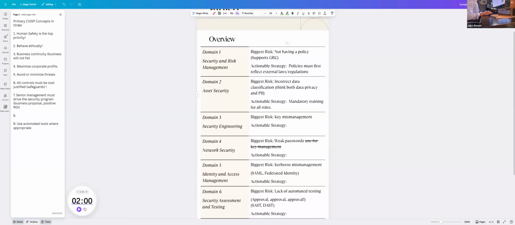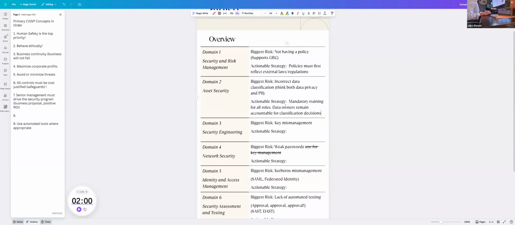Data owners remain accountable for classification decisions, and data owners are not just a manager; they're high C-level people. They have a huge responsibility to do that, and we also have to make sure that security professionals should not override, but must verify the accountability of their classification. So if we see misclassification, we have to report back to the data owner.